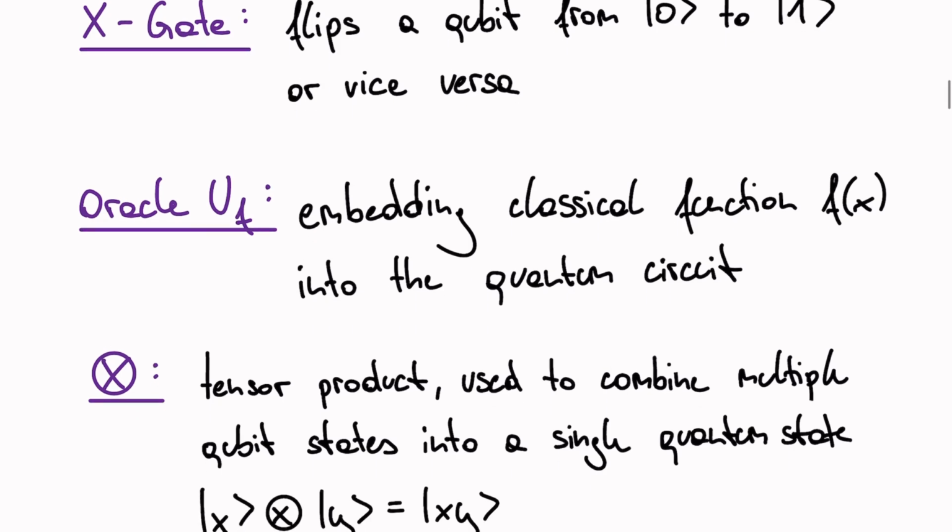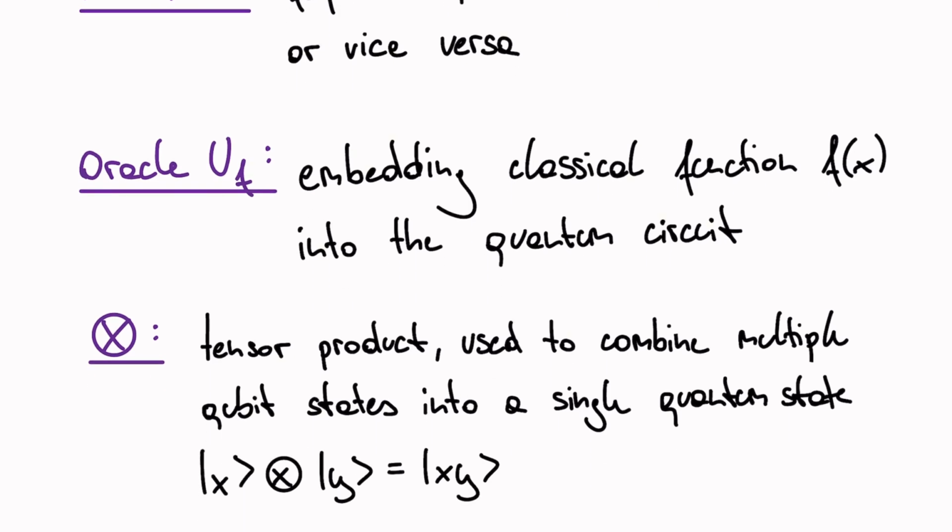And finally, we have the tensor product. That's the little x with a circle around it. It's a mathematical operation we use in quantum mechanics to combine multiple qubits into a single joint quantum state. So here's the basic idea. Let's say I have two qubits. One is in some state, for example 0, and the other is in another state, for example 1. When I combine them using the tensor product, I get a new state that represents both qubits together. We write this as 0, 1, and it describes the full two-qubit system.